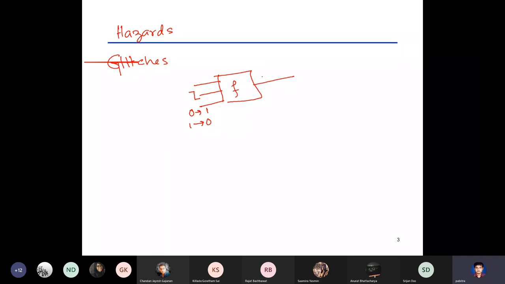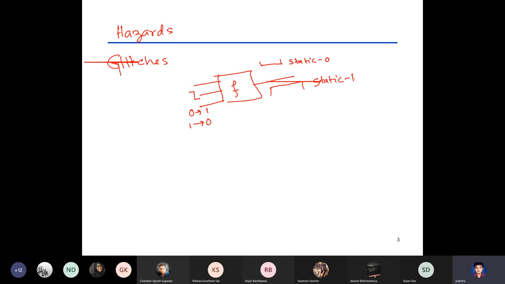according to the logic function that is implemented by the circuit, let's consider two situations. One situation is the output was 0 and does not change from 0. This we call a static 0 condition. This is the desired behavior. Or it was 1 and it should have continued to remain 1. This is called a static 1 condition.